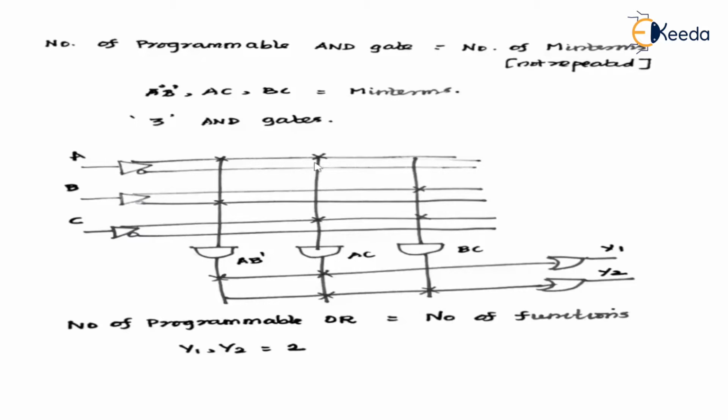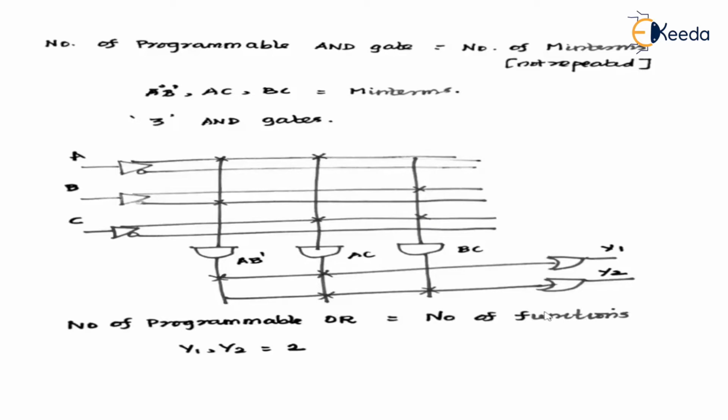Again, A and C, the second minterm. And what is the third minterm? B and C. So B and C, I have just put the interconnection and that is BC. So there are three minterms and that has been marked by three AND gates. And now we have to give for Y1 and Y2. So what is Y1? A B bar plus AC. So I have given the connection A B bar plus AC, and that is going to give my Y1. And what is Y2? Which is AC plus BC. So it is equal to Y2.